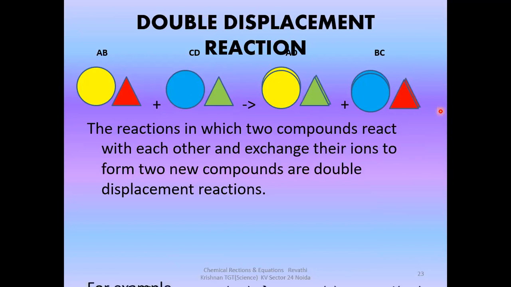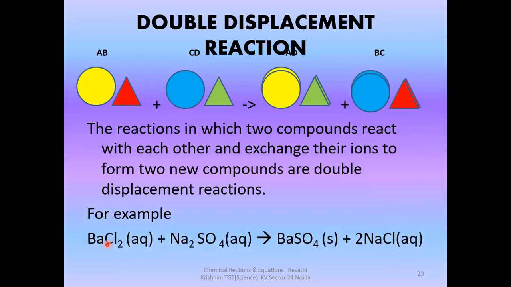Let's see an example of double displacement reaction. Barium chloride reacts with sodium sulfate to form barium sulfate and sodium chloride. The reaction can be written as BaCl2 plus Na2SO4 gives BaSO4 plus 2NaCl. First, split the reactants into their constituent ions. We can exchange either the cations or the anions. We should not exchange both the cations and anions, or else we will get back the original reactants.